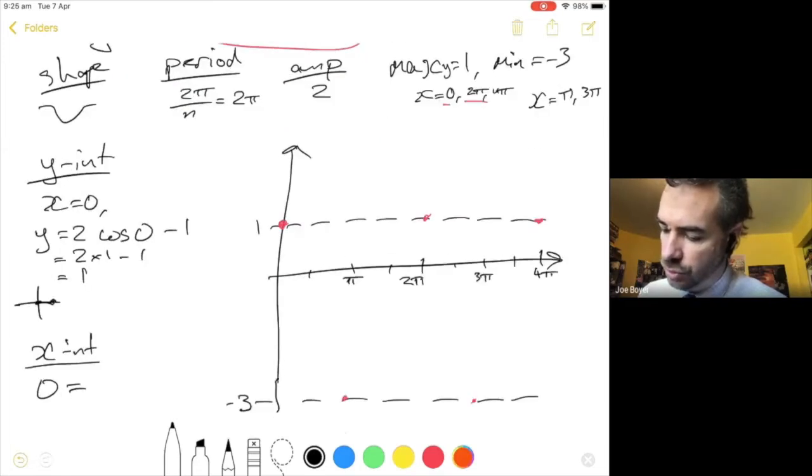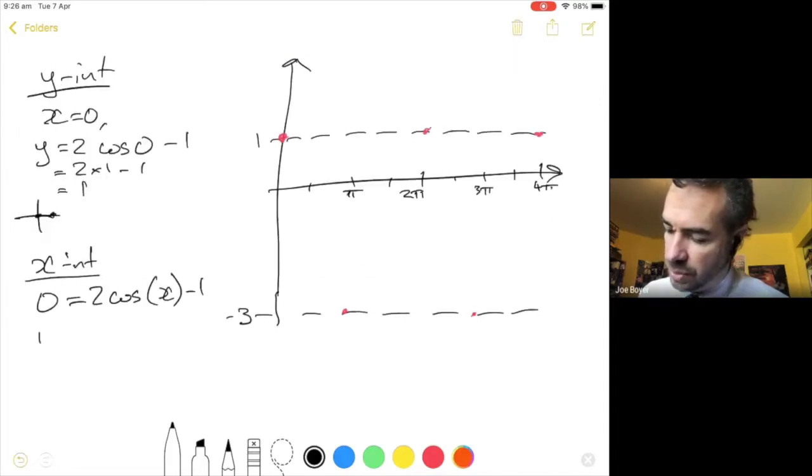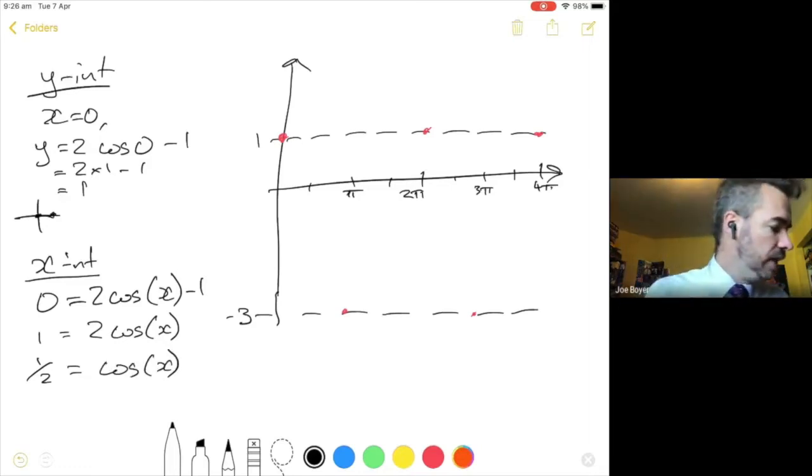0 is equal to 2 cos x minus 1. Thus, adding 1 to both sides, 1 is equal to 2 cos x. So a half is equal to cos of x. Now I can look up my table of exact values to work out what value of cos gives me a half.